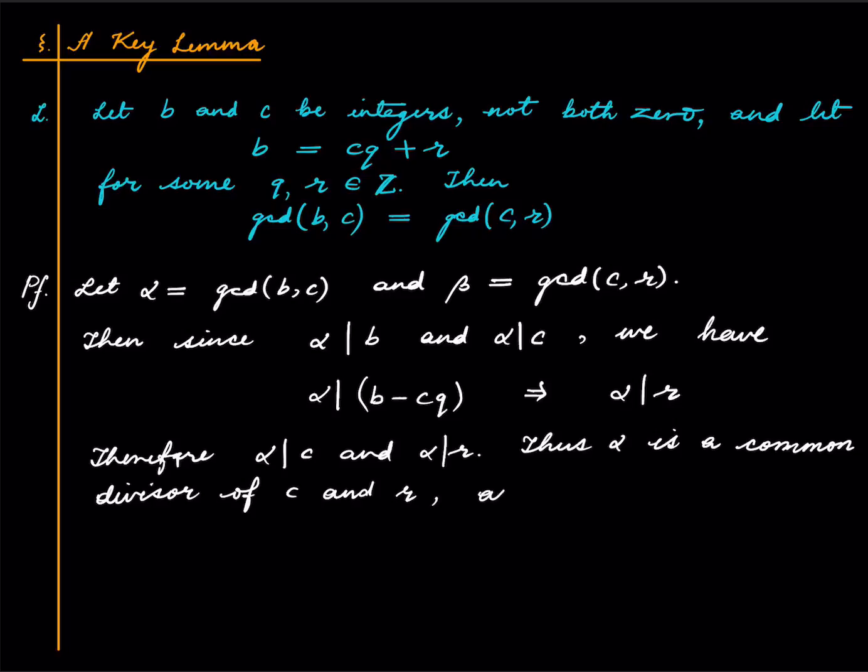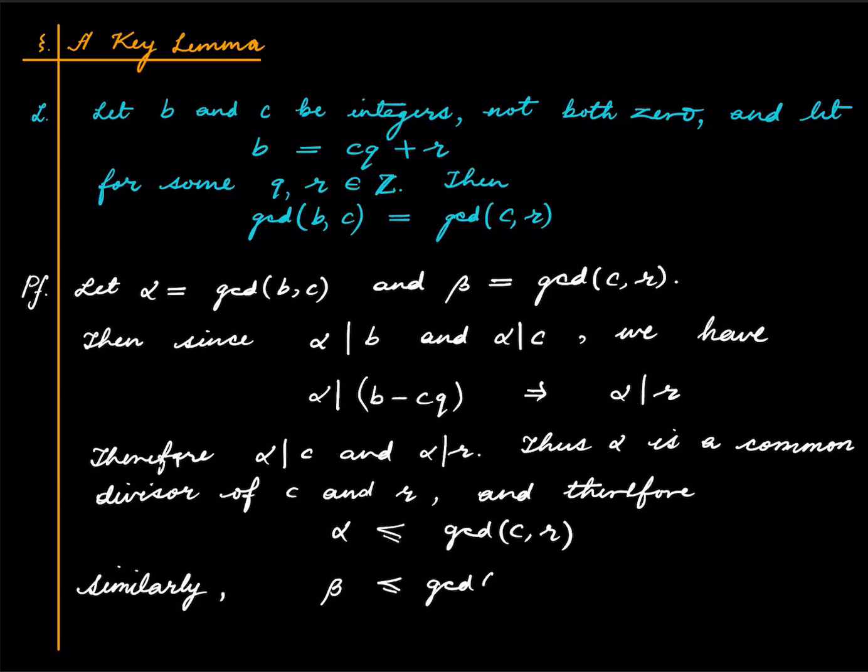And therefore, by definition, alpha is less than or equal to the GCD of C and R, because GCD is the greatest common divisor, so any common divisor will be at most the greatest common divisor. Similarly, you will get that beta is less than or equal to the greatest common divisor of B and C. Exact same kind of argument.